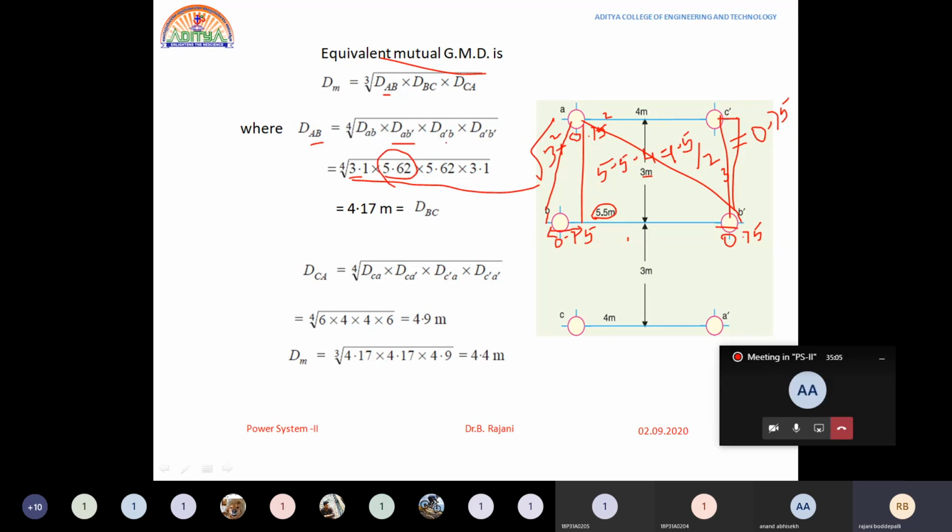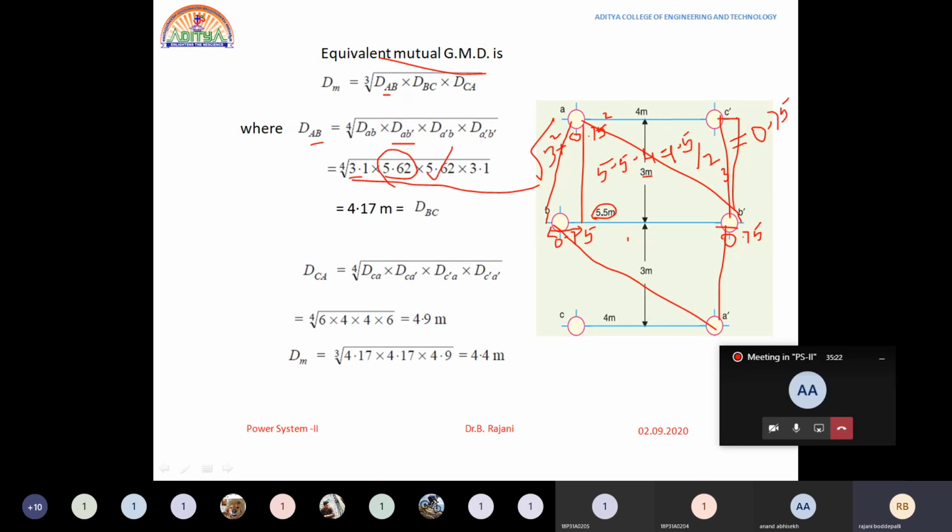In the same way, A dash B. A dash B is nothing but here, this is the distance. This distance is also 4.75 squared plus 3 square under root, which gives you the value 5.63.